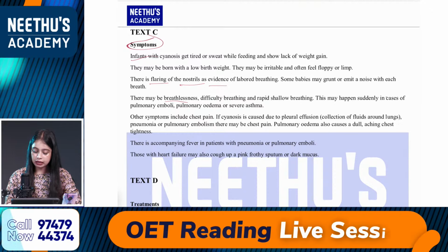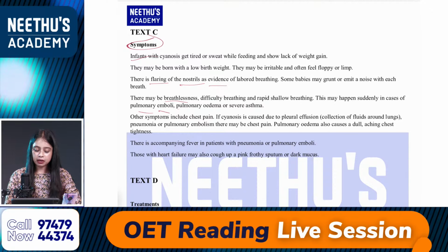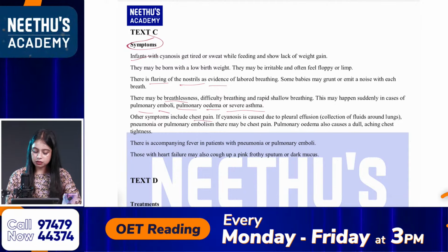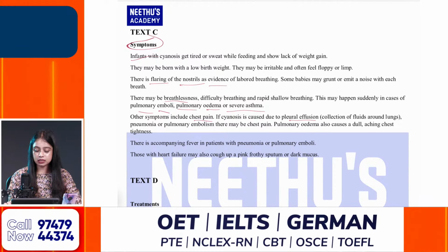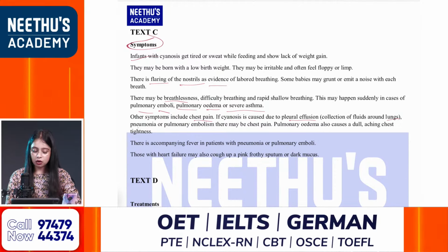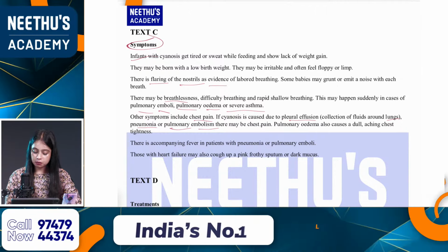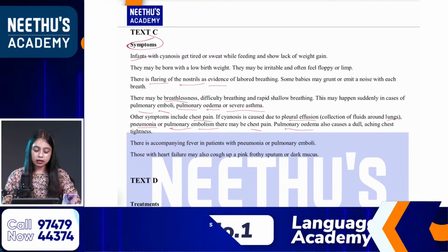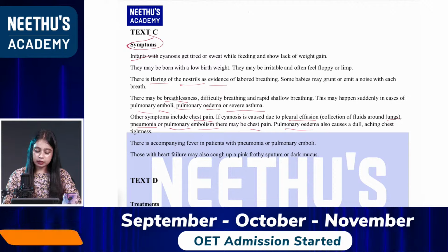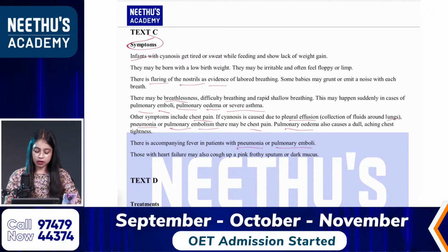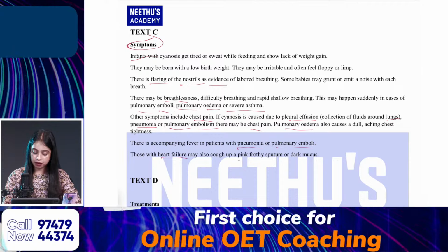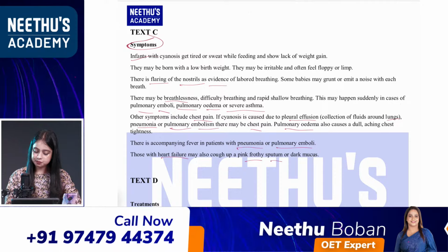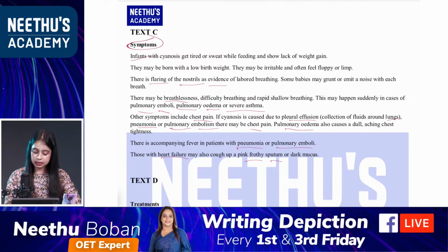This may happen suddenly in cases of pulmonary emboli, pulmonary edema or severe asthma. Other symptoms include chest pain if cyanosis is caused due to pleural effusion, or collection of fluids around the lungs. Pneumonia or pulmonary embolism, there may be chest pain. Pulmonary edema also causes dull, aching chest tightness. There is accompanying fever in patients with pneumonia or pulmonary emboli. Those with heart failure may also cough up a pink, frothy sputum and dark mucus. Okay, so that's all about my keywords from text C.